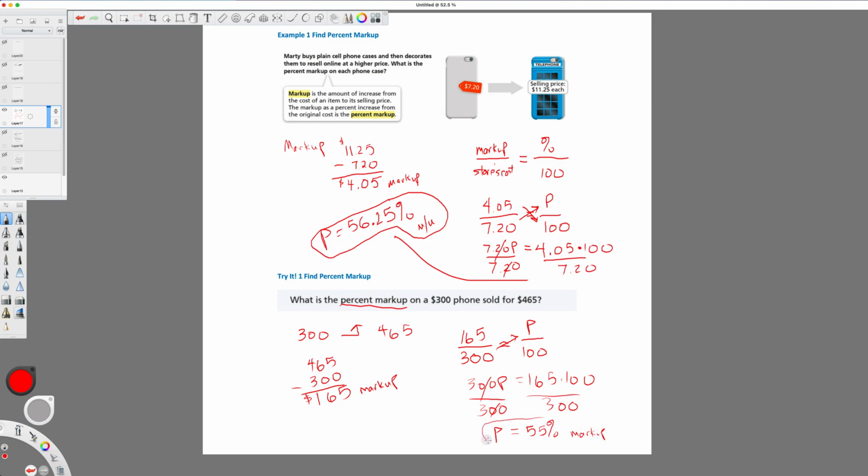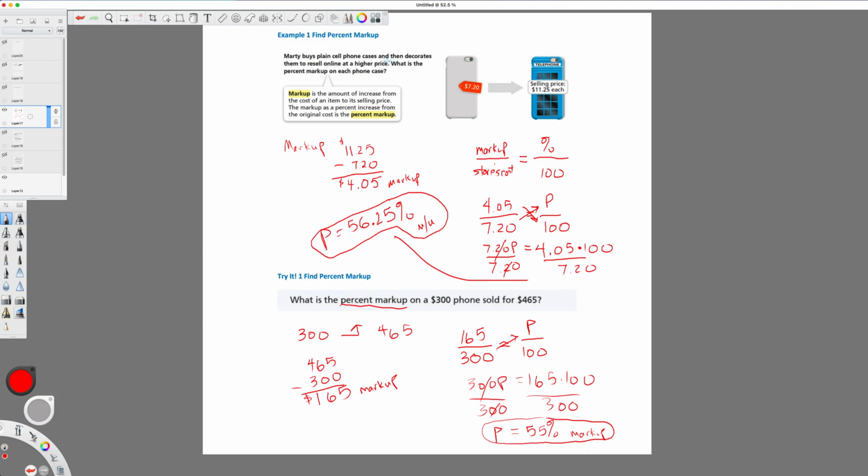So if you think about it, that phone company is marking up their phones a lower markup percentage than Marty is. But if you think about it, he's putting more time and effort into what he's doing, so it makes sense that he would charge more markup. They're just getting a shipment from the company and selling it. They're not doing a whole lot with that. So there is a couple of examples where we are finding the percent markup.